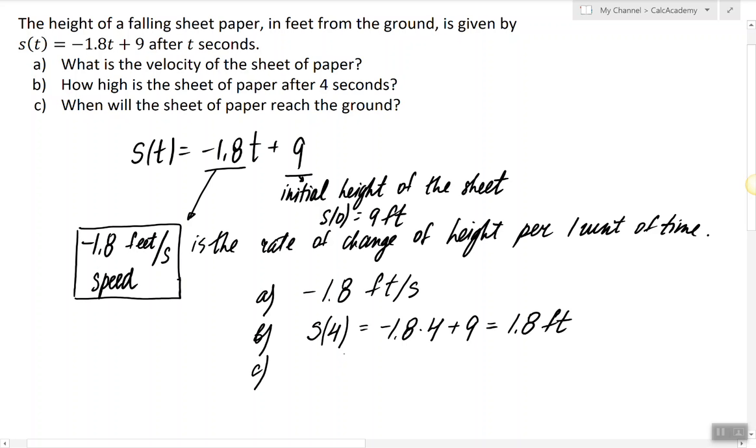And finally, in part C, when will the sheet of paper reach the ground? We interpret this question as solving the following equation. We want to find the t, the time, when the height is equal to 0. That is, the paper reached the ground. So solving this equation means we have to solve this simple linear equation, and t will be negative 9 over negative 1.8, which is 5. So the answer is the sheet of paper will reach the ground after 5 seconds.